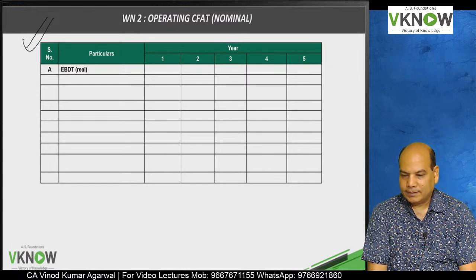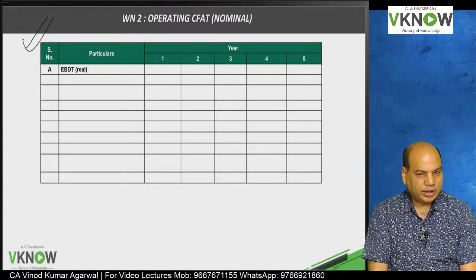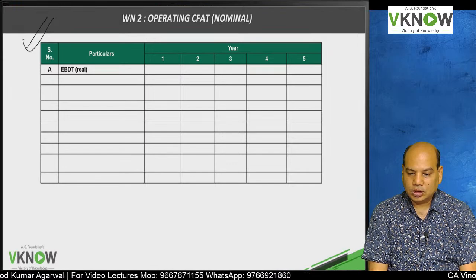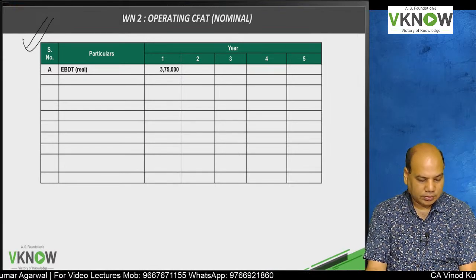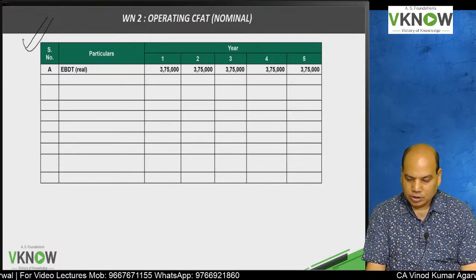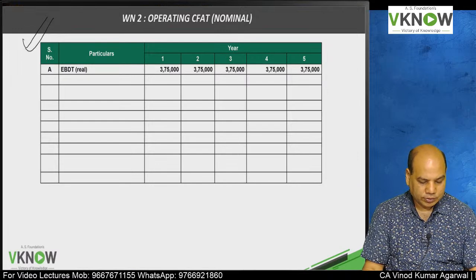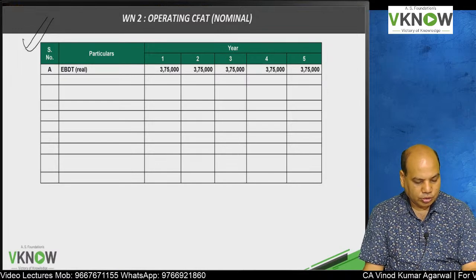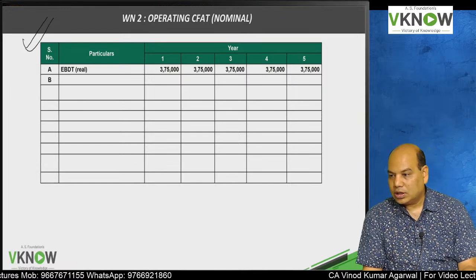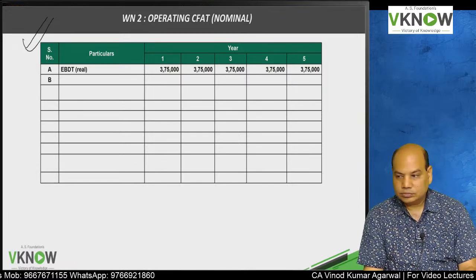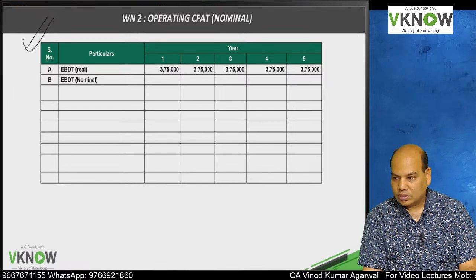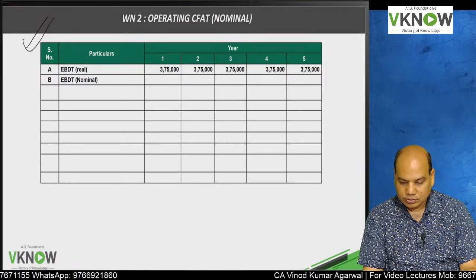First point A, EBDT. EBDT real, write down real. Given in the first few lines only. Keep the notes in front of you. Without notes, you will not be able to understand. 375,000. Nominal. I have to add inflation 4%.